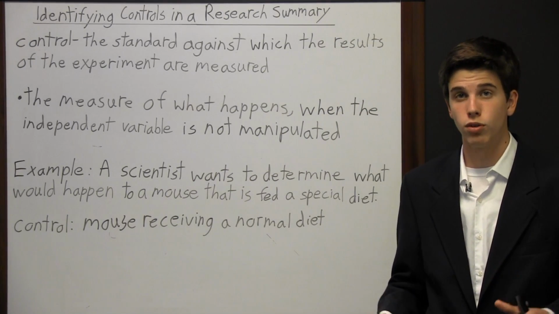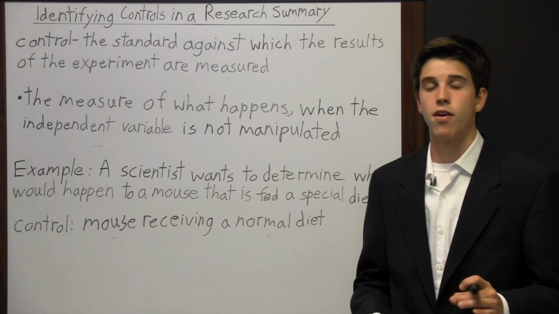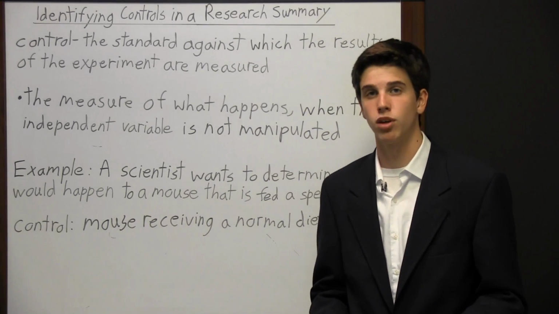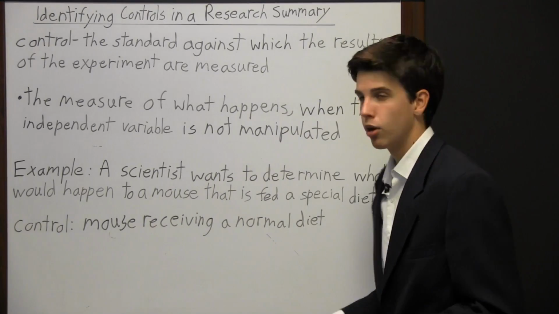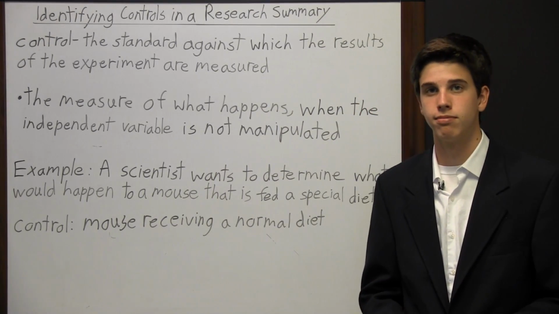And in order for the results of an experiment to be meaningful, there must be a clear and reasonable experimental control. That's why it's so important, like in this experiment, to have a mouse receiving a normal diet.